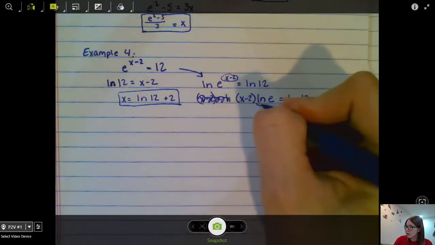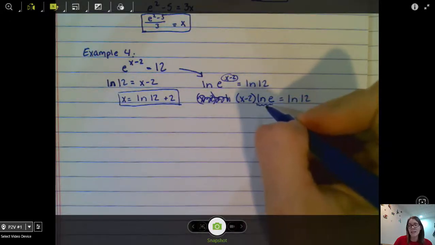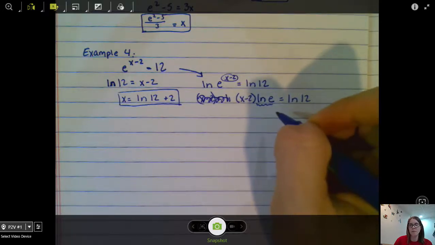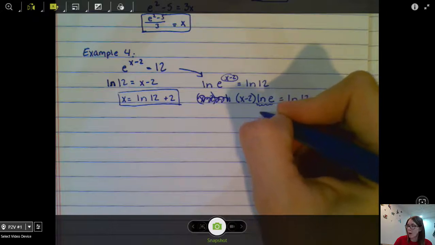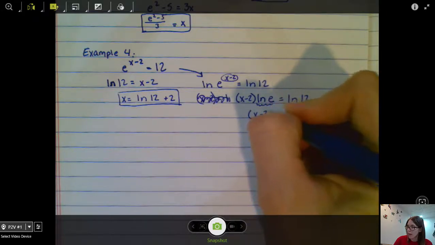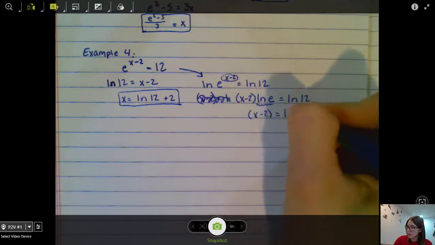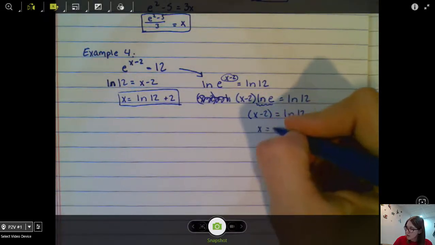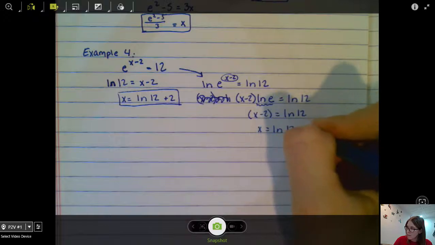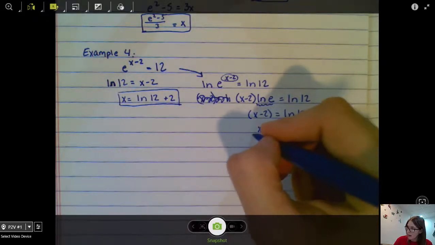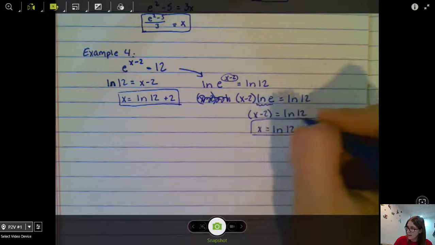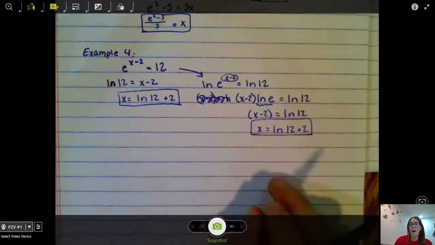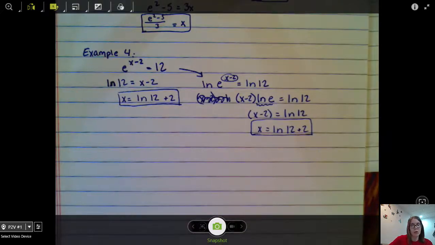Well, look at this natural log of e. Remember the base is e? This really means e to what power gives me e? Well, this is all 1. So we get x minus 2 equals the natural log of 12. To get x by itself, we add 2 to both sides. And this actually, not only is it the same number as an answer, it looks exactly the same, whatever strategy you use to solve.